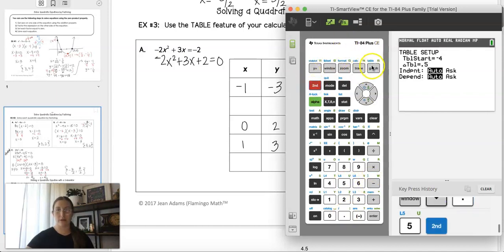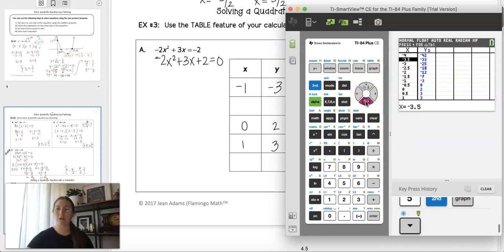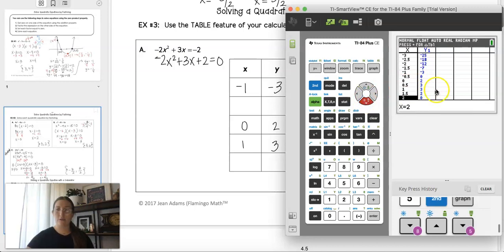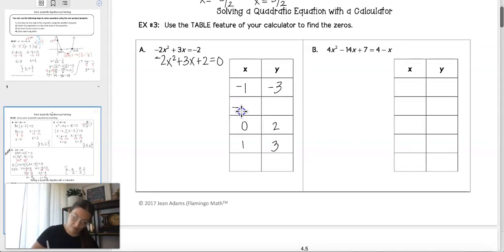And now let's go back to our table, so second table. And now hopefully we can see our 0. And sure enough, between that -1 and 0, right at -1/2, there is a 0. So our first 0 is at -0.50, and then our second 0 is right here at 2, 0. Let's go ahead and highlight those. These are my zeros.